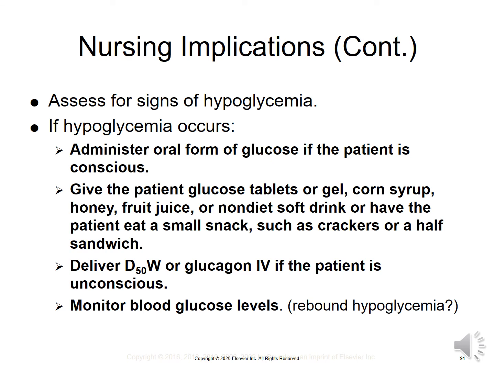We need to always assess for signs and symptoms of hypoglycemia. If hypoglycemia does occur, administer oral forms of glucose if the patient is conscious. Give the patient glucose tablets or gel, corn syrup, honey, fruit juice, or non-diet soft drinks, or have the patient eat a small snack such as crackers or a half sandwich. We want to deliver D50 or glucagon IV if the patient is unconscious and monitor those glucose levels because you may have some rebound hypoglycemia.